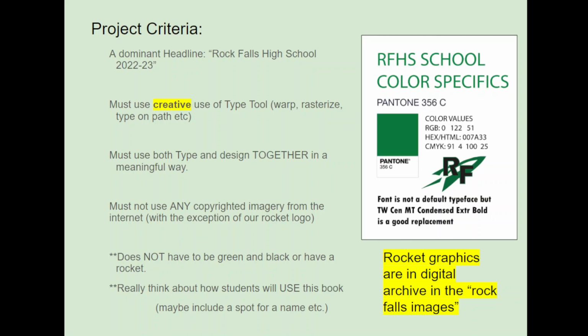So you have to either warp the type, rasterize it and use it as pixels rather than a vector layer, the type on path method, any of those things that you learned in the advanced one, or even in the later portion of the first video lesson. You need to use some of those more advanced techniques. You must use both the type and design together in meaningful ways. What that means is your type has to be part of your design.